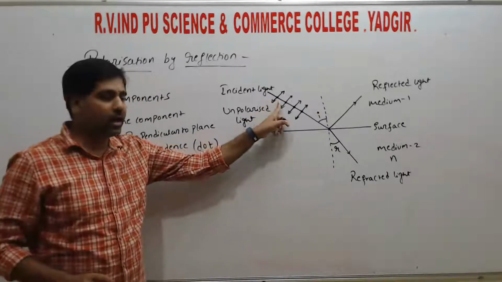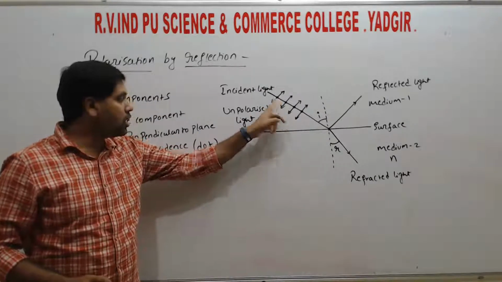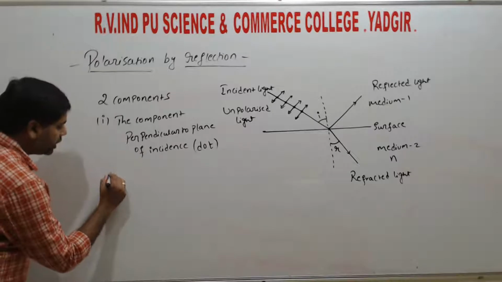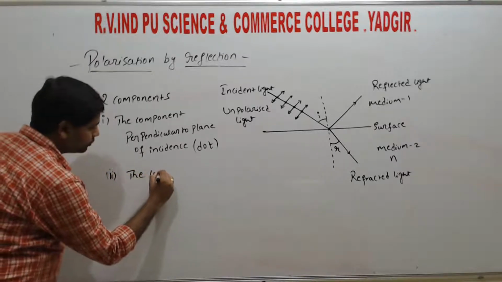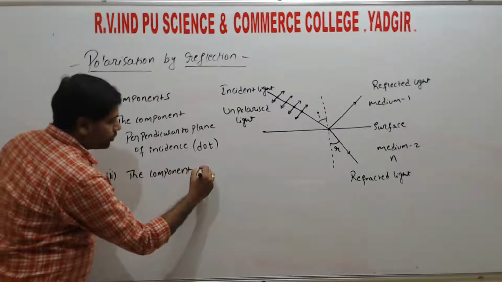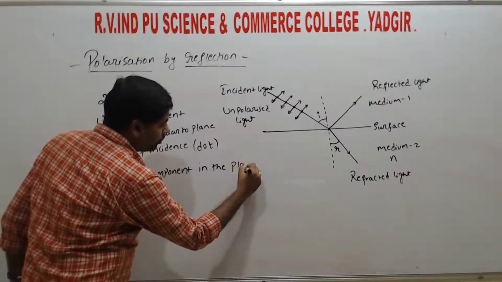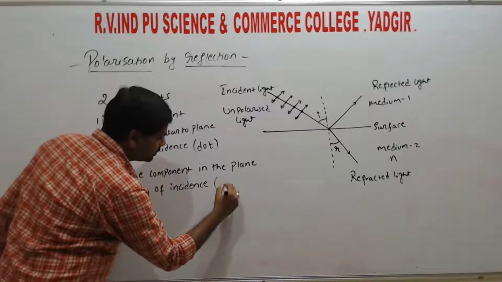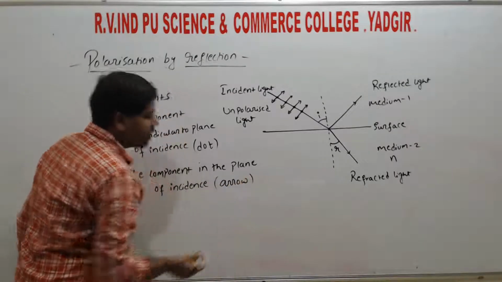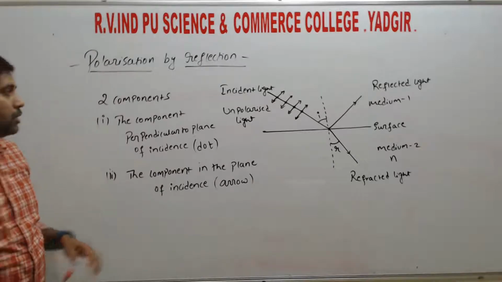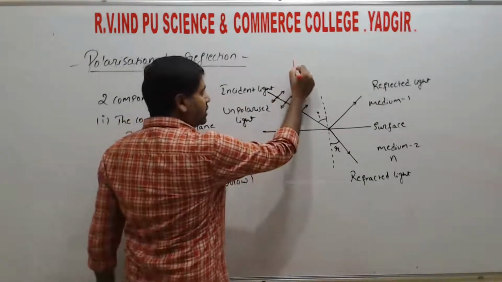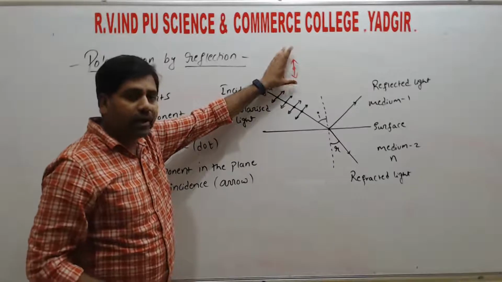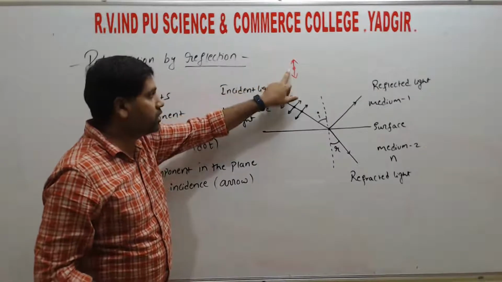Right? Here we have the dots and also we have the arrow marks. The dots are perpendicular to the plane of incidence. This one is the first component, and the second component is the component in the plane of incidence, that is the arrows, right? This unpolarized light is denoted by the arrow mark with a dot in the middle. So this one is divided into two components: one is the arrow mark and another one is the dot.